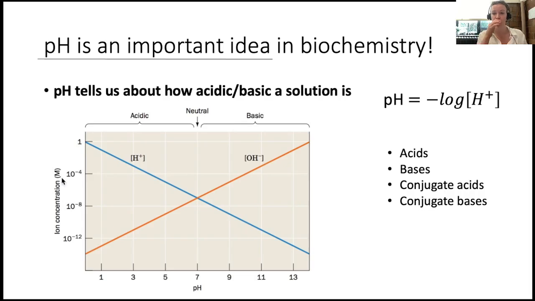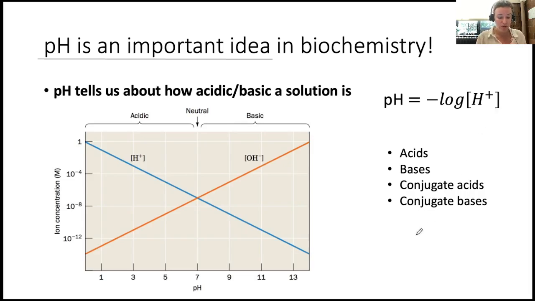Let's move on to an idea that you've already learned, but let's just think about it again for a second. pH. pH tells us about how acidic or basic a solution is. If you're a math person, we definitely want to look at the equation. So pH equals the negative log of the concentration of protons. So when we're saying pH tells us how acidic or basic a solution is, pH really tells us about the concentration of protons in solution. Okay?